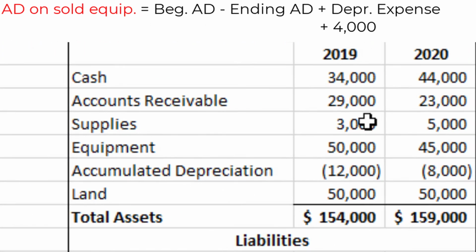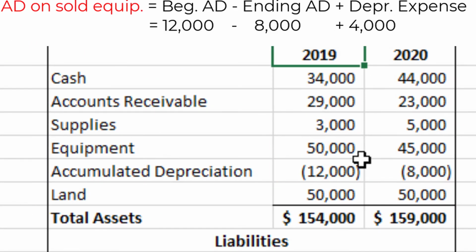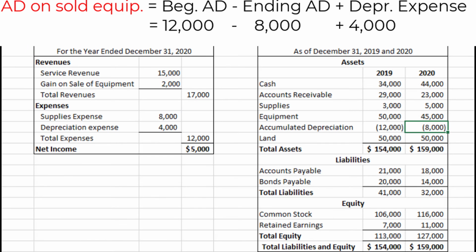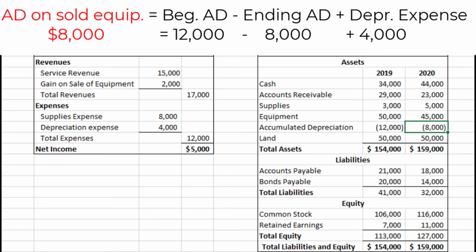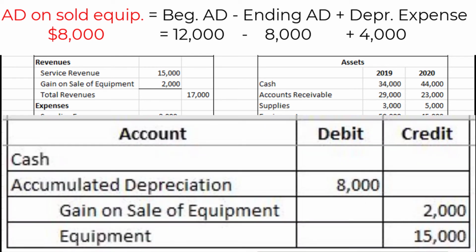And we can also see that the accumulated depreciation in 2019 was $12,000, and in 2020 it was $8,000. So we have 12,000 minus 8,000 plus 4,000 equals $8,000 accumulated depreciation on the equipment that was sold. So we do need to assume here that there was only one piece of equipment that was sold, because otherwise the $8,000 could be split amongst multiple pieces of equipment. So anyways, this is the number that we need for our journal entry. So we can plug that in for our debit to accumulated depreciation.